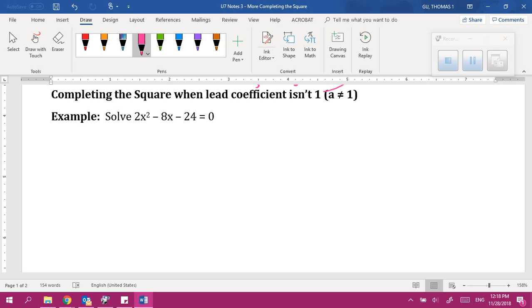It says solve 2x squared minus 8x minus 24. So what's wrong with this? Not the 0. The 2x squared. Remember, we always work with it when it's x squared, right? So we don't want that 2 in front of the x squared, so what can we do? Divide what by 2? Everything. That's right. Divide everything by 2. And so if I divide everything by 2, what's my new equation?